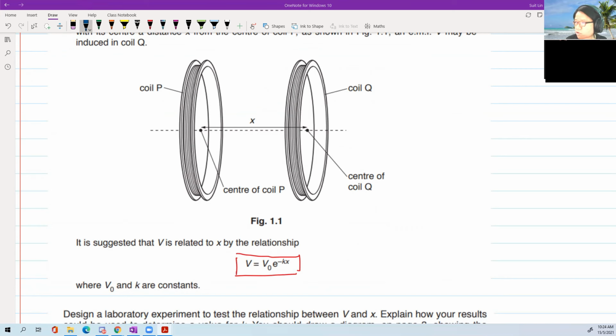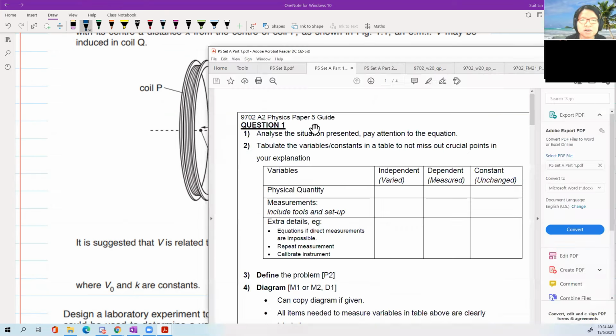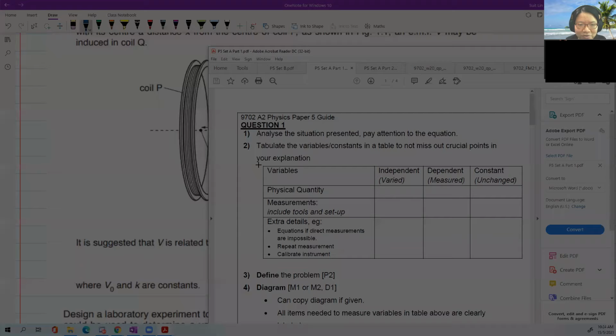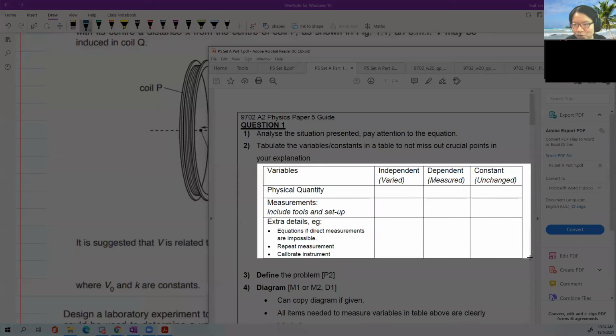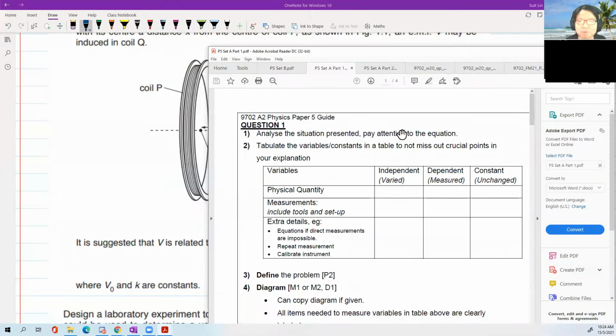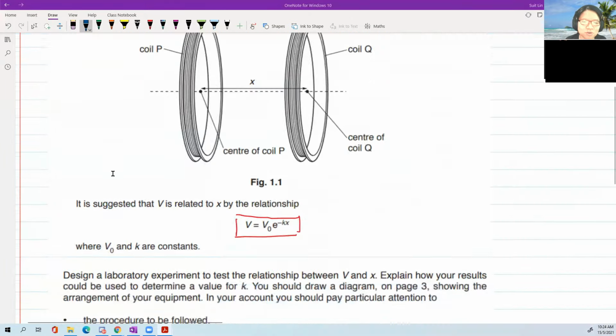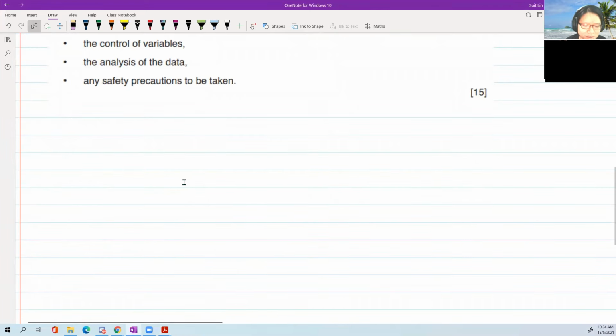in the notes that I've given you, you see I say already: analyze the situation presented, pay attention to the equation, tabulate the variables and constants so that you don't miss out important points. Because sometimes it's not that you don't know the thing, you just don't know you have to write about the thing. So normally I would suggest a table that looks like this.